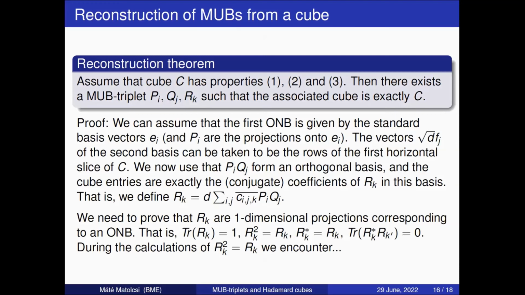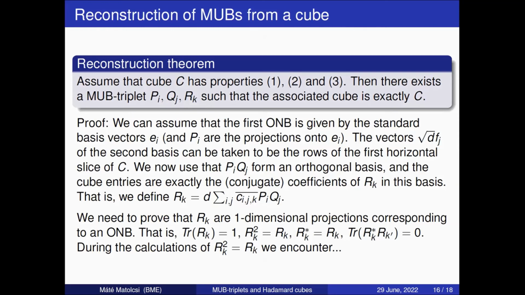And the third one, quite nicely, these PIQJ form an orthogonal basis. And actually, the coefficient of any RK, when you expand in this basis, is exactly the trace of PQ star RK, which is the Hilbert-Schmidt product. But when you look at it, it's just the conjugates of the elements in the cube. So basically, you can reconstruct RK from the coefficients in this basis. So from your cube, you can simply define RK.